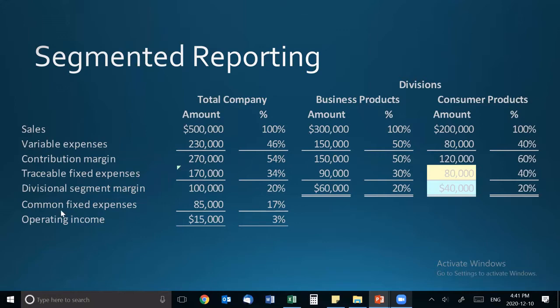But then there will probably be some common fixed expenses that can't be allocated to each of the divisions, like maybe the head office or the CEO's salary. So it's going to be hard to split them up among the divisions. Those could be common fixed expenses. So this is what segmented reporting is: reporting information based on the different types of segments your company has.